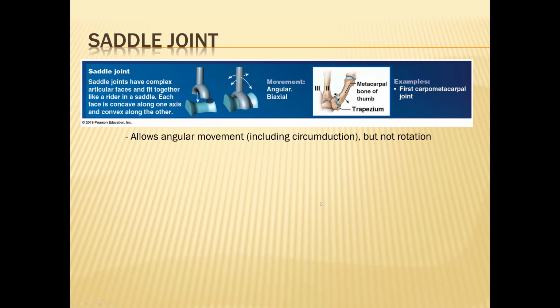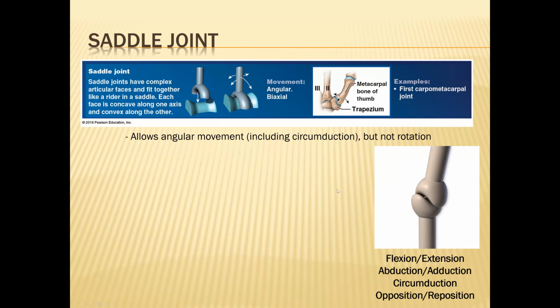And another type of joint is called a saddle joint. You only have one of these. A saddle joint is unique in that the two bones fit across each other kind of in the shape of a saddle. So you can imagine the kind of movement you would have if you were sitting in a saddle. So it allows for angular movement, including circumduction, but you cannot rotate at this joint either.